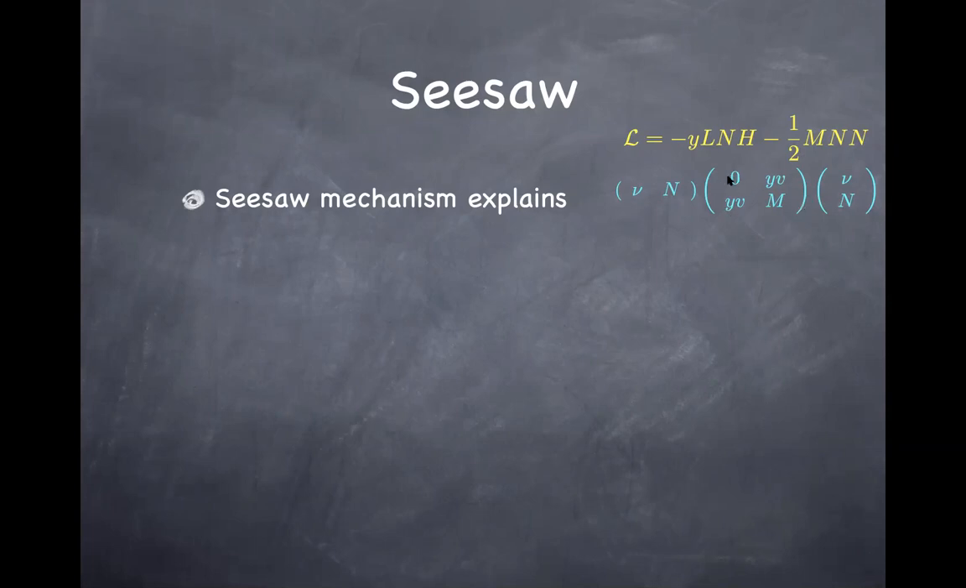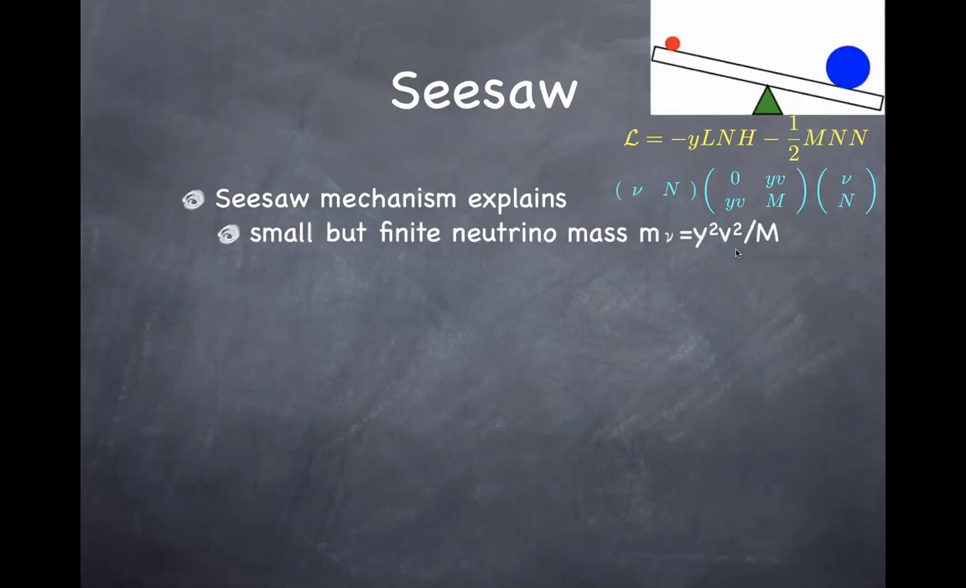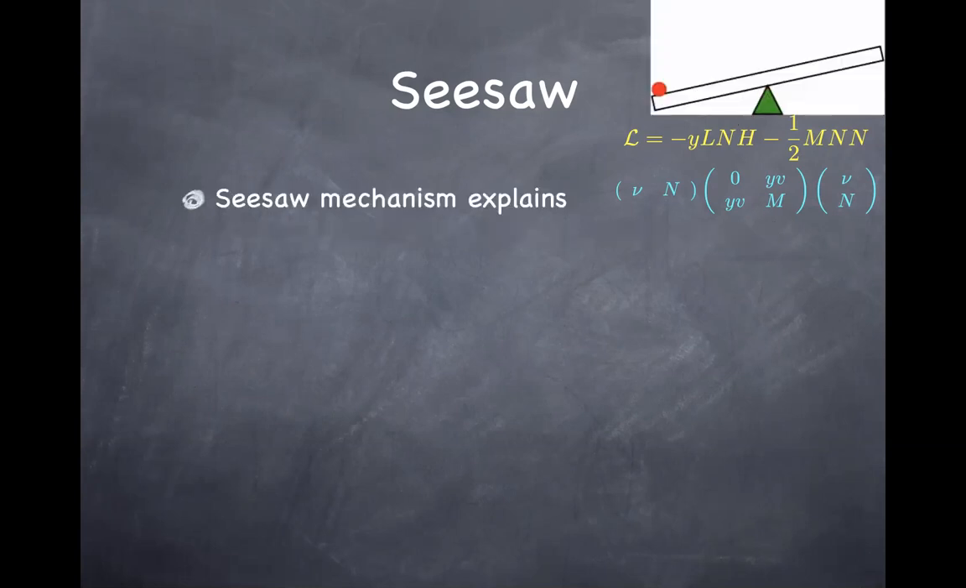So this is actually an interesting matrix because there's one big entry. So one of the eigenvalues is supposed to be of the order of big M. On the other hand, the determinant is the square of this off-diagonal entry, YV squared. So the determinant is a product of two eigenvalues, one of which is big M. So the other eigenvalue is then supposed to be suppressed, which is YV squared over M. So that's the cartoon of the seesaw.